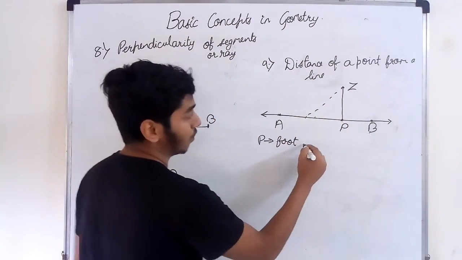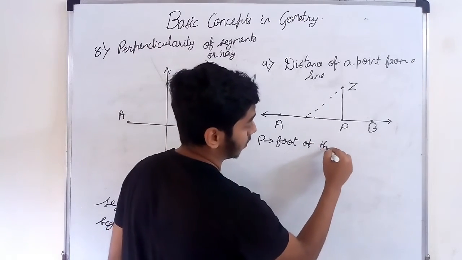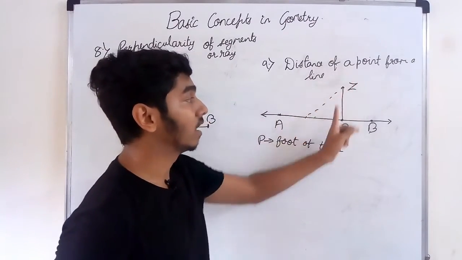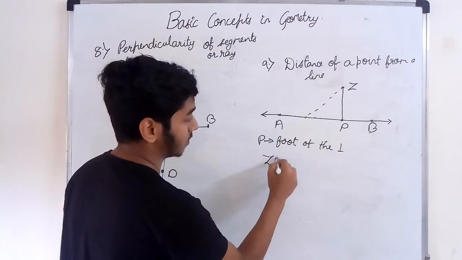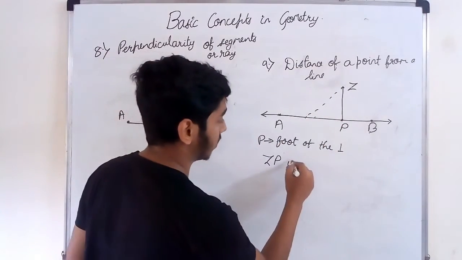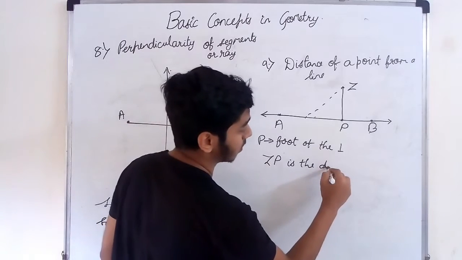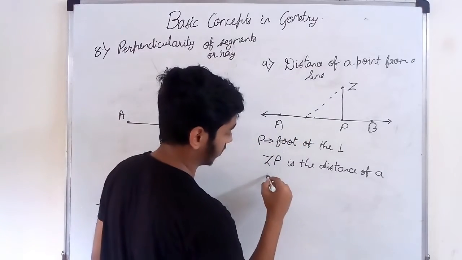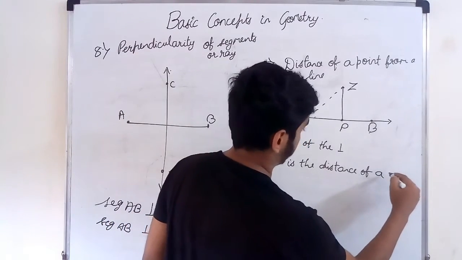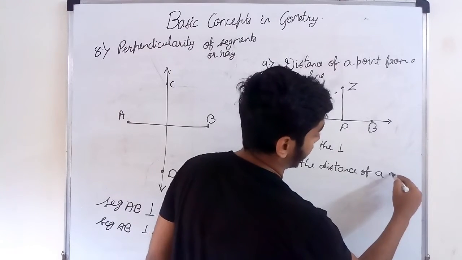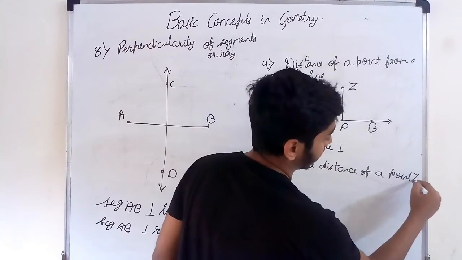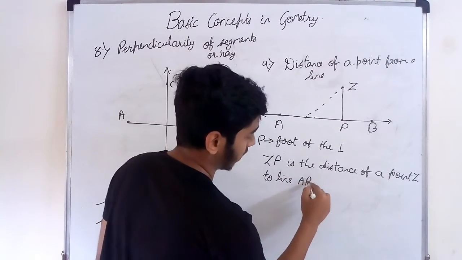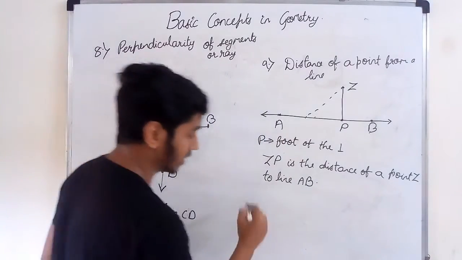You are always supposed to take a perpendicular line. So P is the foot of the perpendicular. And therefore what are we finding? Distance of a point from a line is ZP. So ZP is the distance of a point Z to line AB.